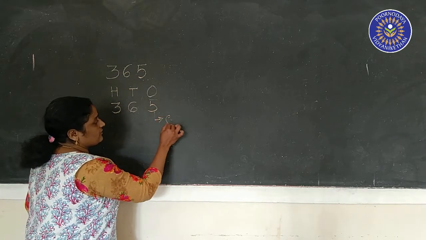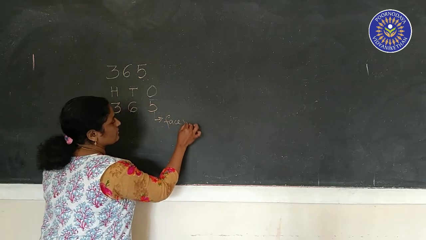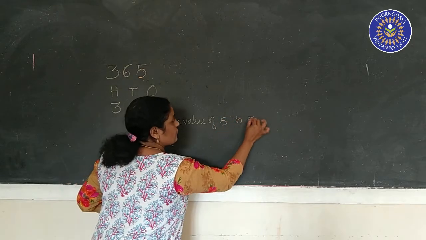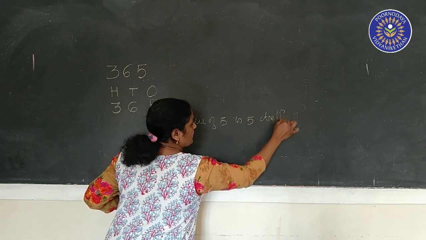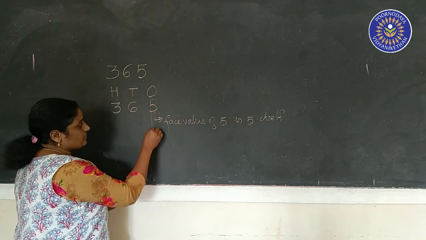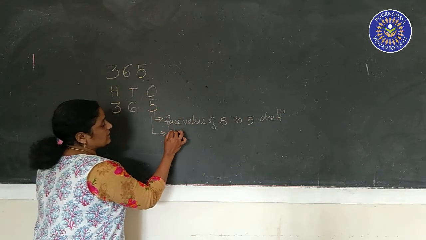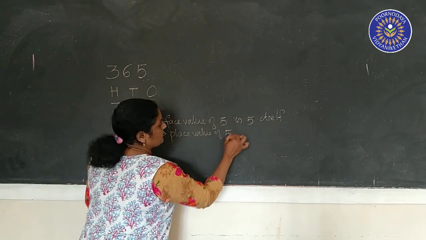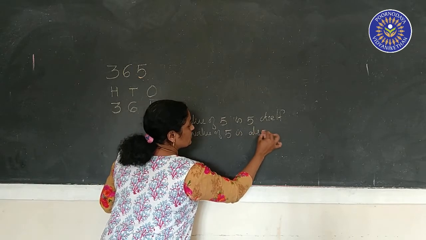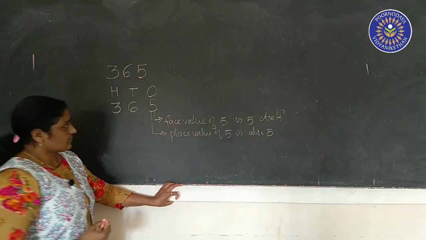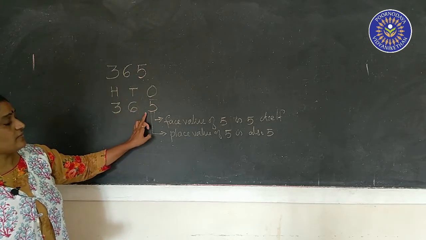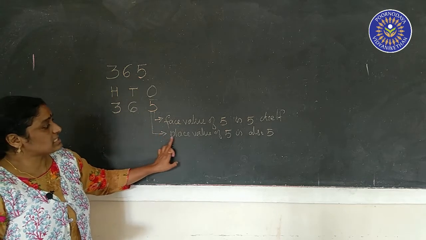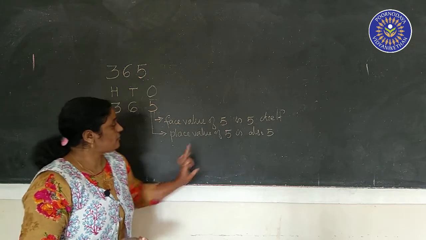The face value of 5 is 5 itself. 5 is in ones place, therefore the place value of 5 is also 5. Here in ones place, the face value of the digit 5 is 5 itself, and in ones place, the place value of 5 is also 5.